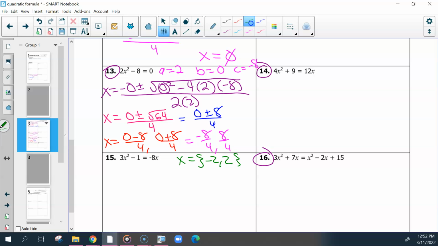Sometimes these simplified answers will give you whole numbers. Sometimes they'll give you fractions. Leave them as fractions. Don't put the decimal unless they're nice fractions or nice decimals. Questions on 13?